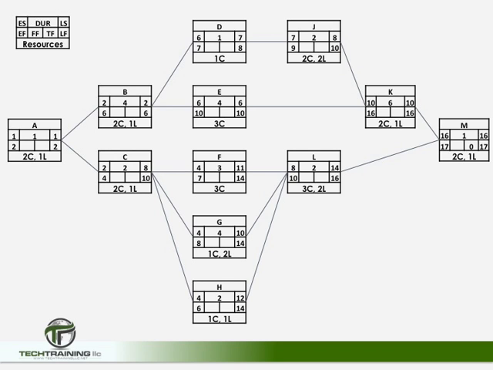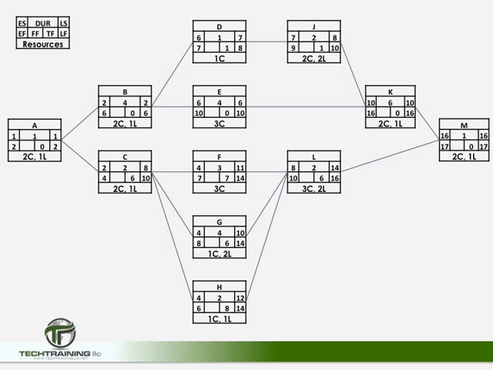As an example, on activity M, the late start of 16 minus the early start of 16 equals 0, while the late finish of 17 minus the early finish of 17 also equals 0. Moving on to activity L, the late start of 14 minus the early start of 8 equals 6, and the late finish of 16 minus the early finish of 10 also equals 6.